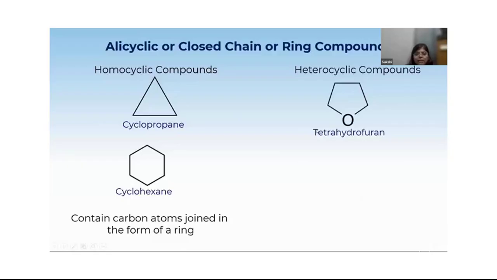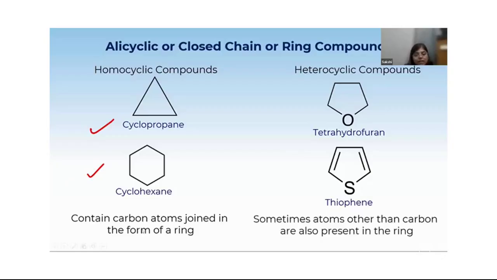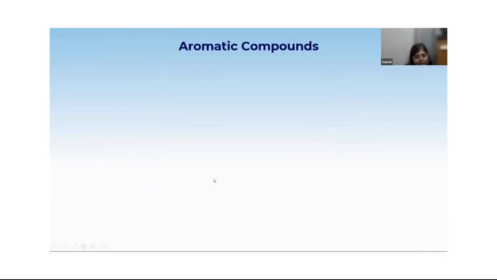Next, we have heterocyclic compounds. If you look at this heterocyclic compound, I have oxygen here. Hetero means different. Now I have a different atom here. It is called tetrahydrofuran. Next we have sulfur, which is known as thiophene. Cyclic means closed. Heterocyclic means there are two different atoms present. Homo means same. Can you see cyclopropane and cyclohexane? The atoms are the same, carbon, carbon, carbon. Sometimes atoms other than carbon are also present. We call them heterocyclic.